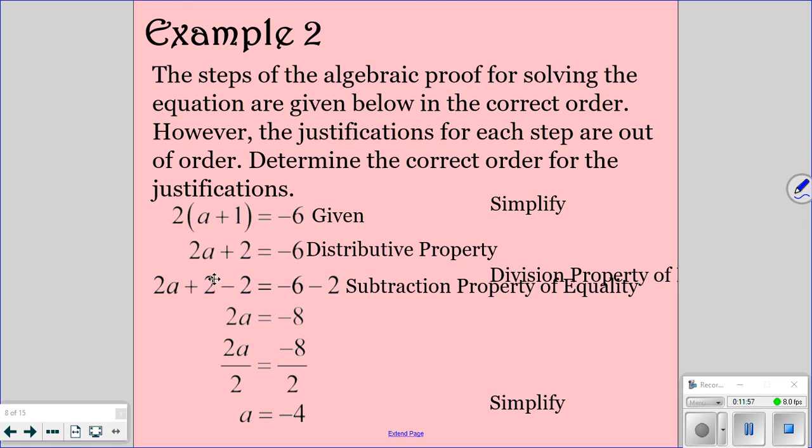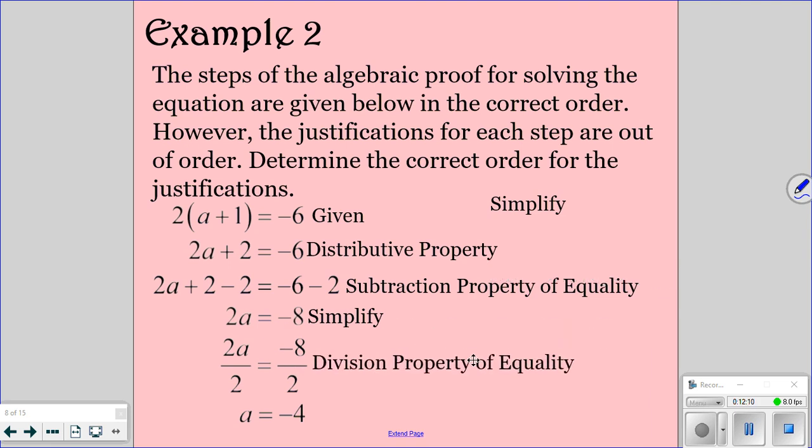And then what did we do from this step to that step? We simplified. And then from here to here, we divided by 2. And then the last thing that we did is simplify. So sometimes they'll have you just rearrange them, and that's all you have to do. Just figure out which one goes with which.